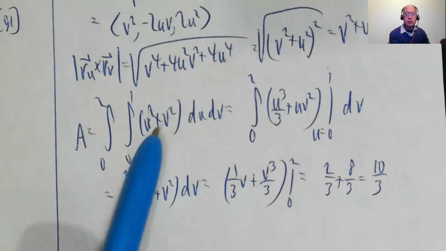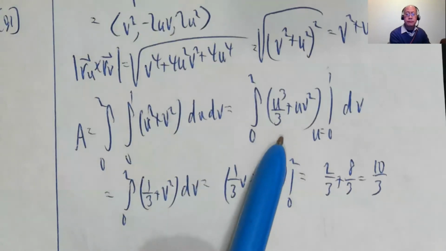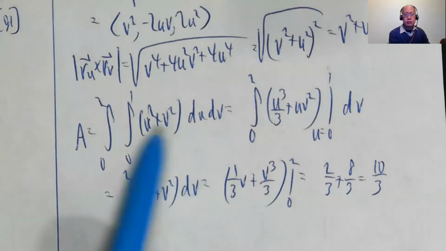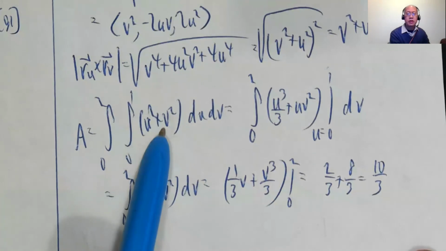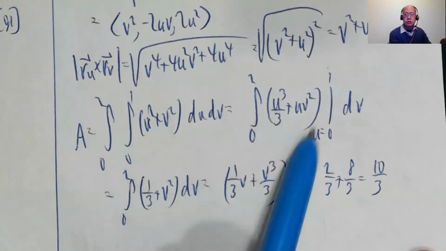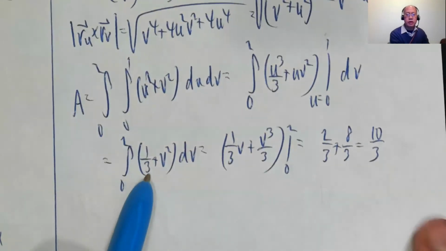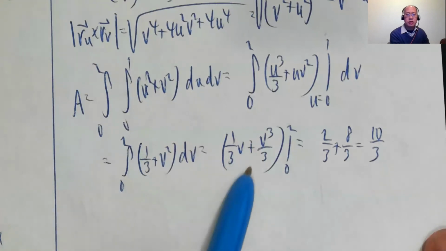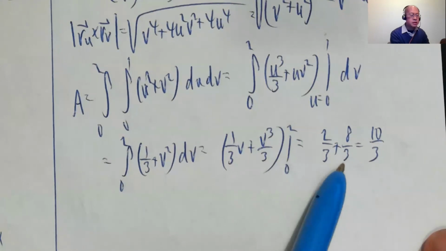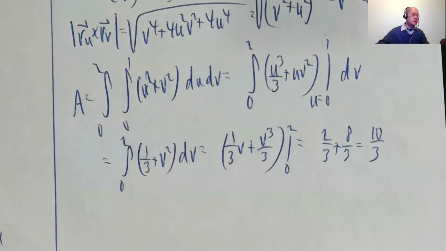Integrate with respect to v, u squared v plus v cubed. Integrate with respect to u, u cubed over 3 plus u v squared. Plug in 0, you get 0. Plug in 1, 1/3 plus v squared. So 1/3 v plus v cubed over 3 from 0 to 2. Plug in 0, you get 0. Plug in 2, 2/3 plus 8/3. Final answer is 10/3. All right, so that was section 16.6.